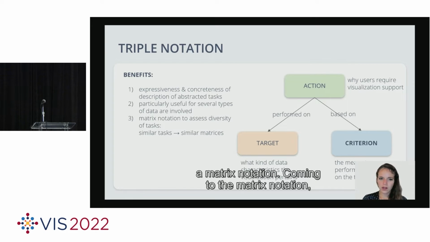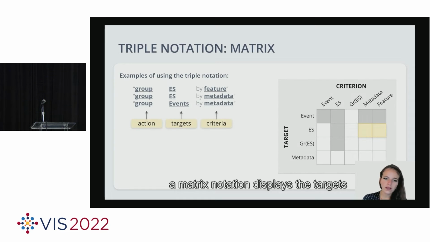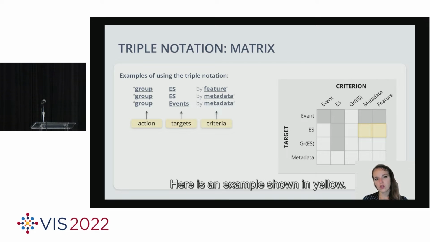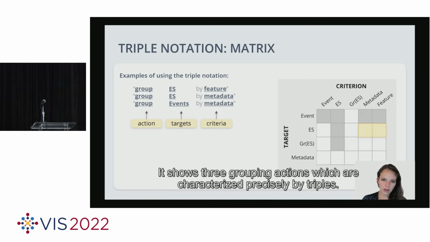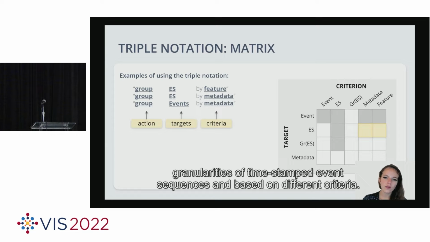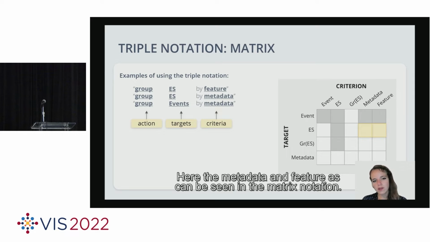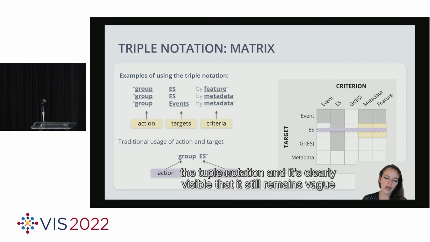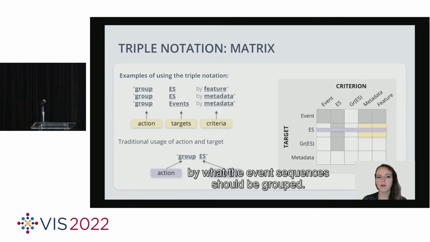Coming to the matrix notation, a matrix notation displays the targets and the criteria of one action on the two axes respectively. Here is an example shown in yellow. It shows three grouping actions which are characterized precisely by triples. The action is applied on different target granularities of timestamped event sequences and based on different criteria, here the metadata and feature, as can be seen in the matrix notation. The purple example in the matrix notation shows group event sequences using the tuple notation, and it's clearly visible that it still remains vague by what the event sequences should be grouped.